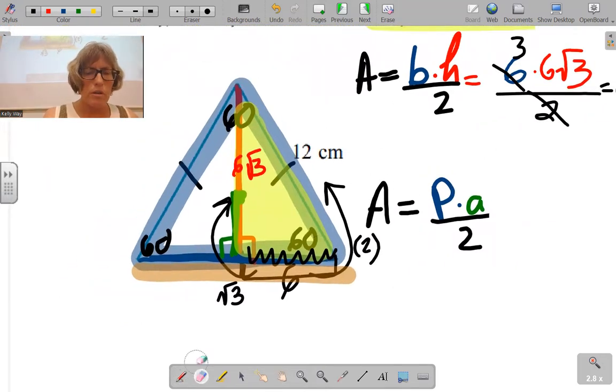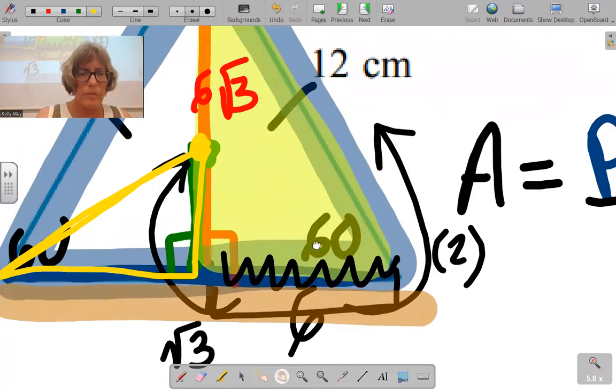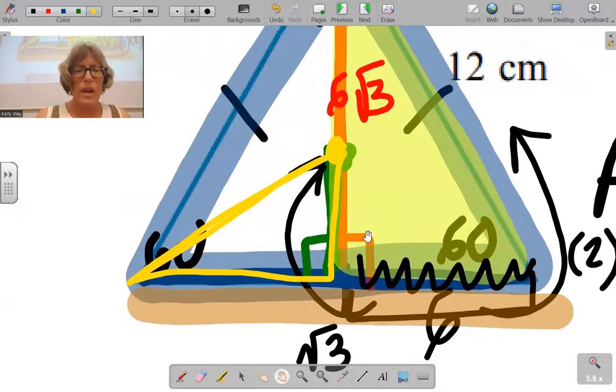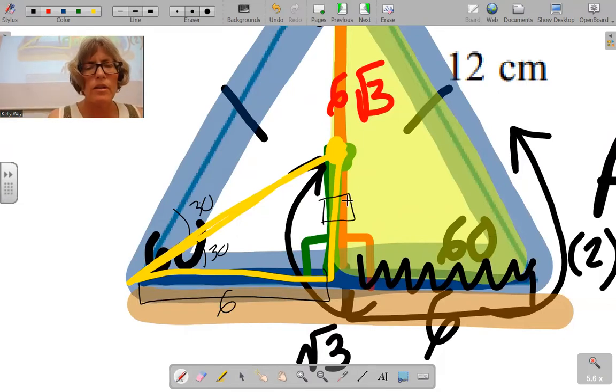So for this one, your 30, 60, 90 triangle would be going this way. You start at the apothem, which is the center, and you go this way. And that is also 30, 60, 90. Let me put the 30s here. So here we would have our, that 6 is now your long leg. Here would be your short leg.